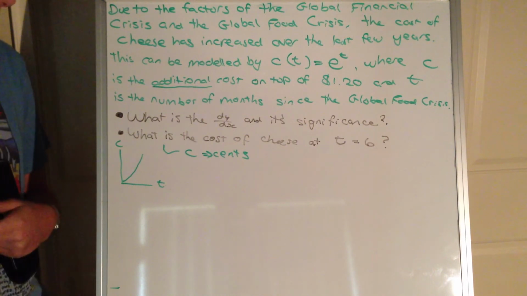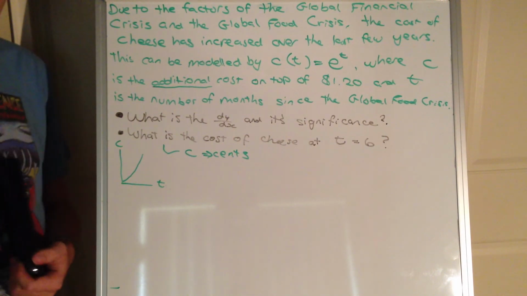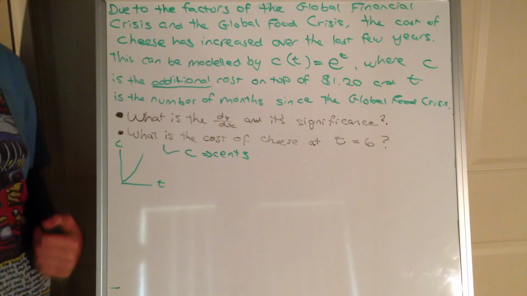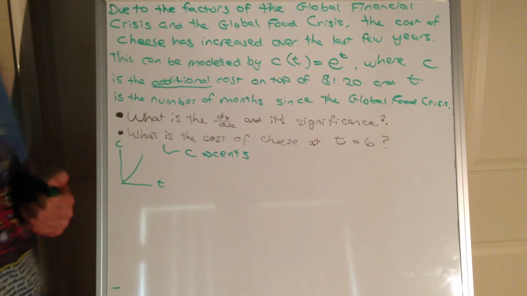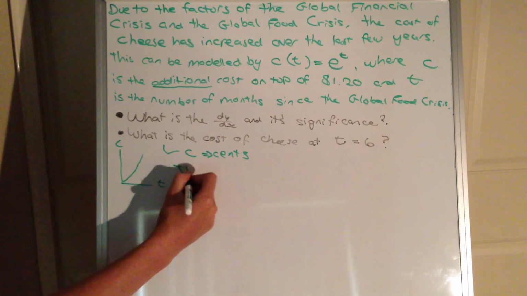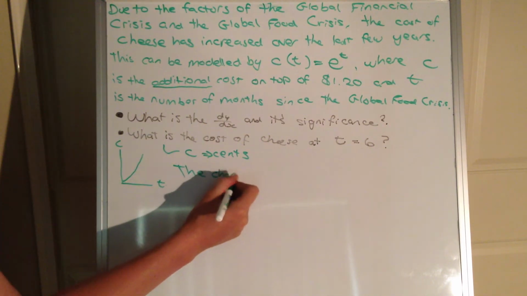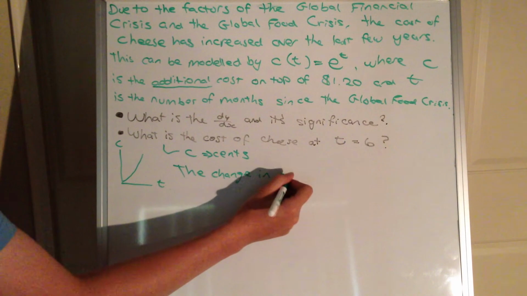Okay, so the derivative of C of t equals e to the t. So what would be the derivative in this case? Well, it would be, obviously, the change in cost.